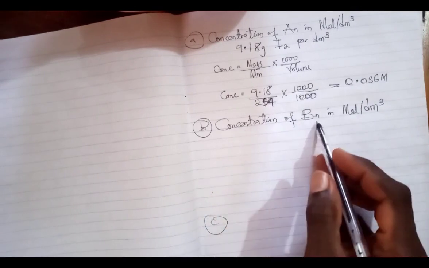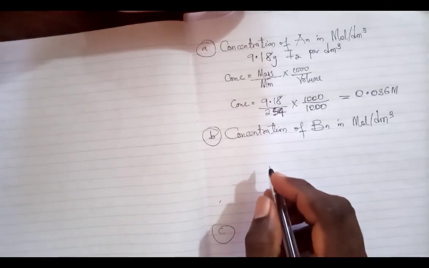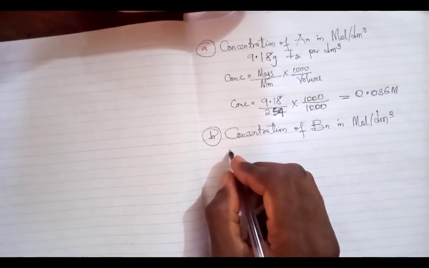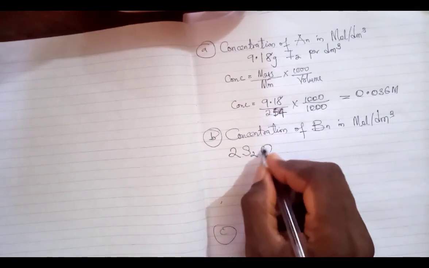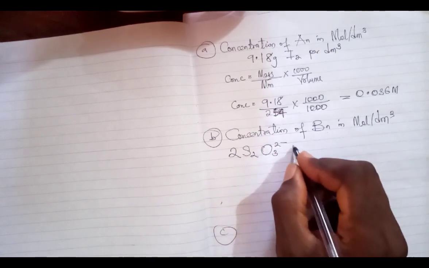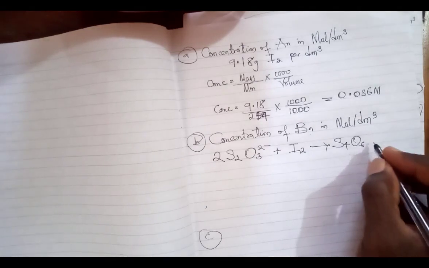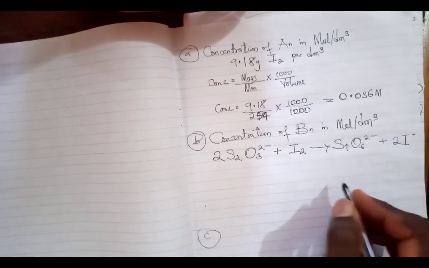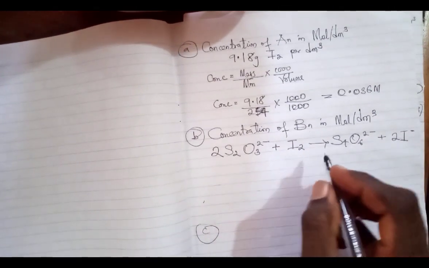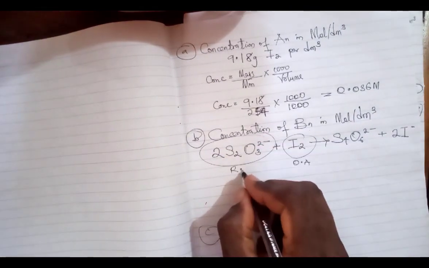Now back to the next one. Calculate the concentration of B in mole per dm cube. Before that, they will definitely give you the equation for the reaction. This is the equation for the reaction: 2Na2S2O3 plus the iodine will give you sodium tetrathionate. All right, and this is our oxidizing agent, whereas this is our what? Reducing agent.